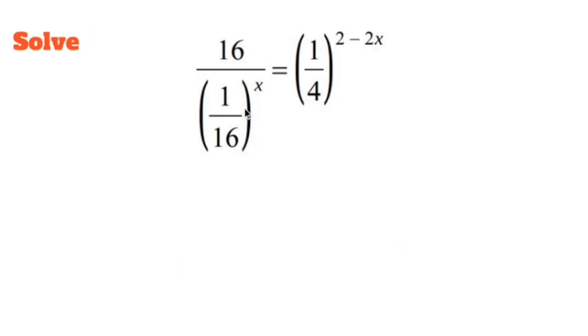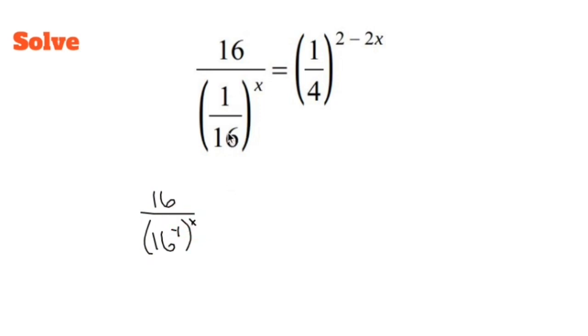This is going to be terrible, but this is solving an equation where you have variables in your exponents. So what we can do is try to turn this into just one thing equal to one thing. So what I'll do is rewrite this guy as 16 over 16 to the negative 1 to the x. Now, what did I do?